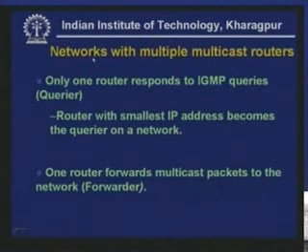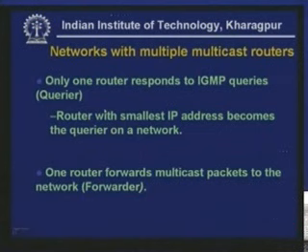Suppose you have a network with multiple multicast routers. That means the same network, but it has multiple multicast routers. So only one router responds to IGMP queries. So this is the query. The router with the smallest IP address becomes the querier on a network. One router forwards multicast packets to the network, so that is the forwarder.